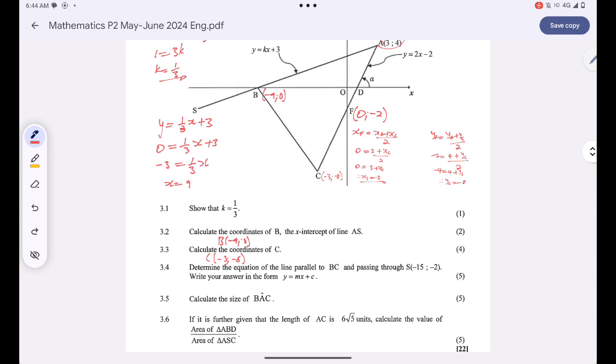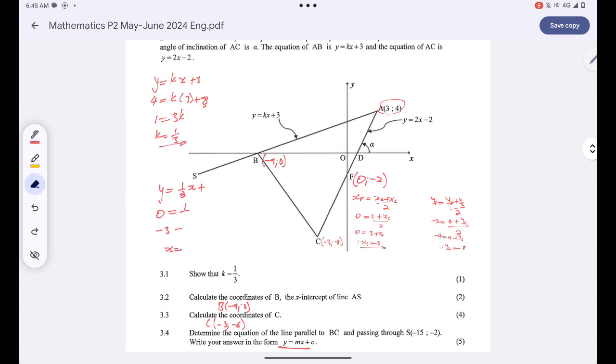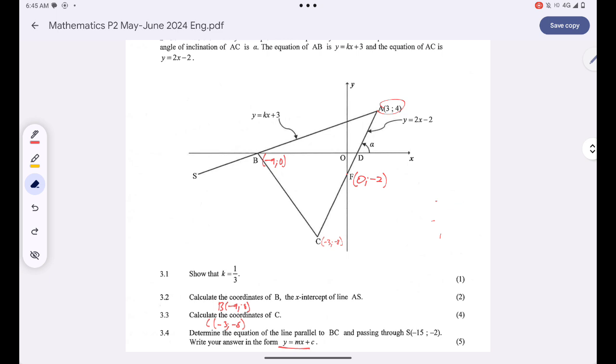Okay, and now I'm supposed to determine the equation of the line parallel to BC, and that line is passing through point S. I must write the equation in the form y is equal to mx plus c. Let me erase over there. A line parallel to BC and passing through S should be a line which is drawn like this.